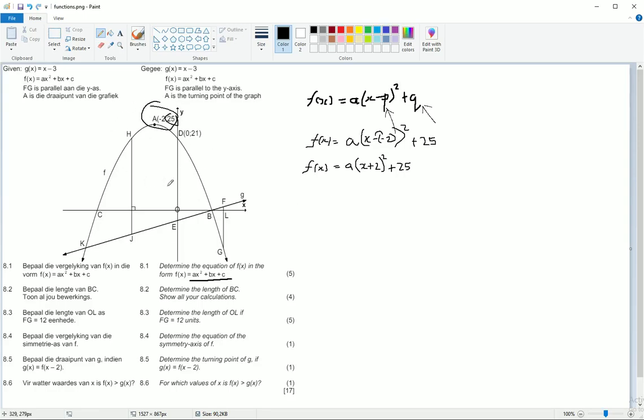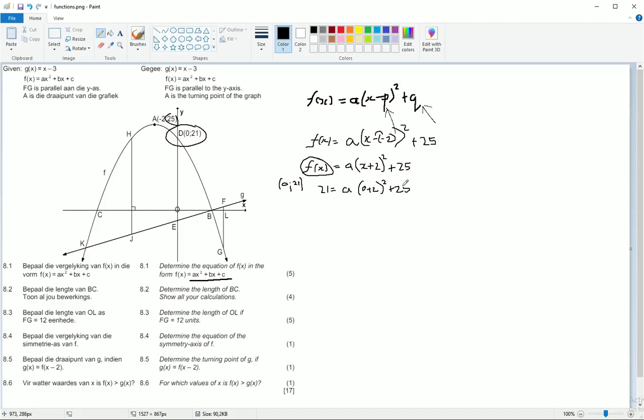We can't use that coordinate because we used it for p and q, so we're going to use this coordinate, right? So we're going to substitute that. X is 0 at that coordinate and y is 21. We know that y is our f of x. This whole thing over here is y, so we're going to say 21 equals a, which is what we want to find, open bracket 0 plus 2 squared plus our 25.